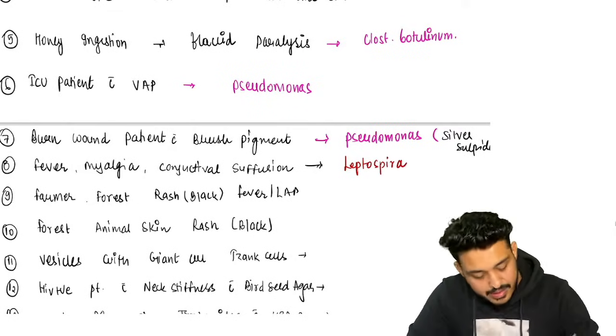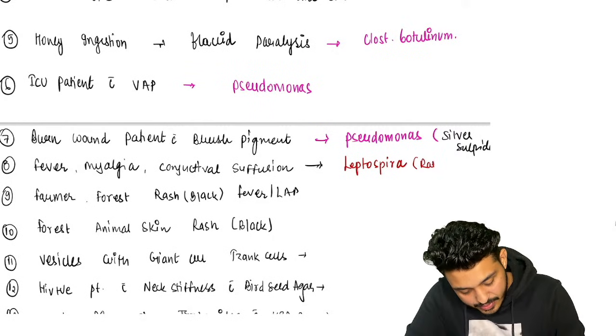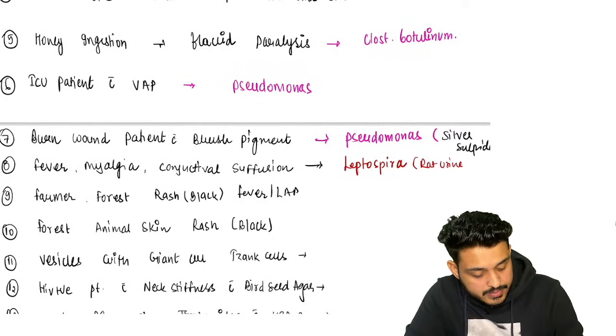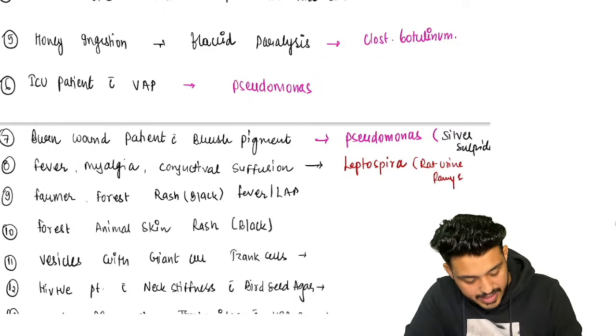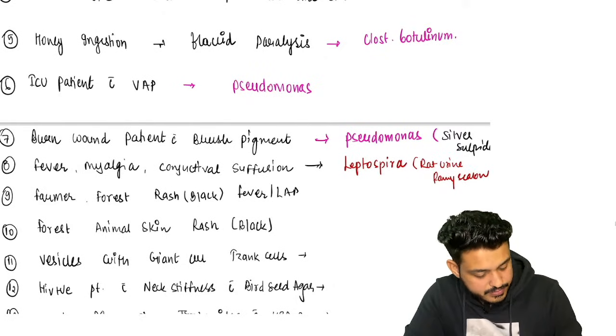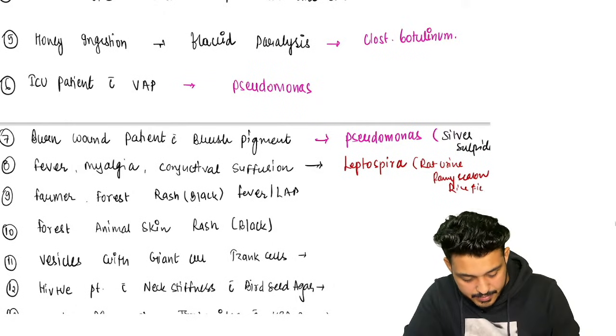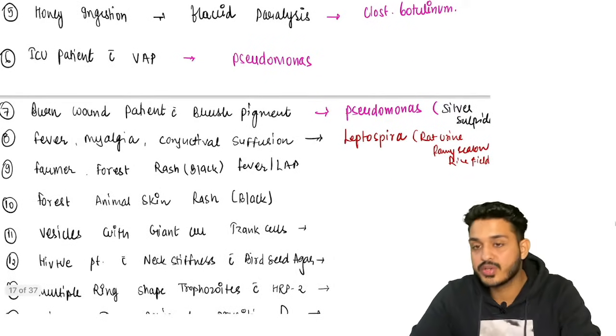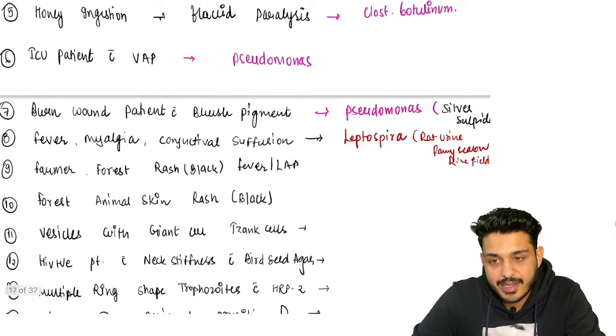Leptospira after rainy season, rat urine, rainy season, rice field or paddy fields. This is going to be what? This is going to be leptospira.